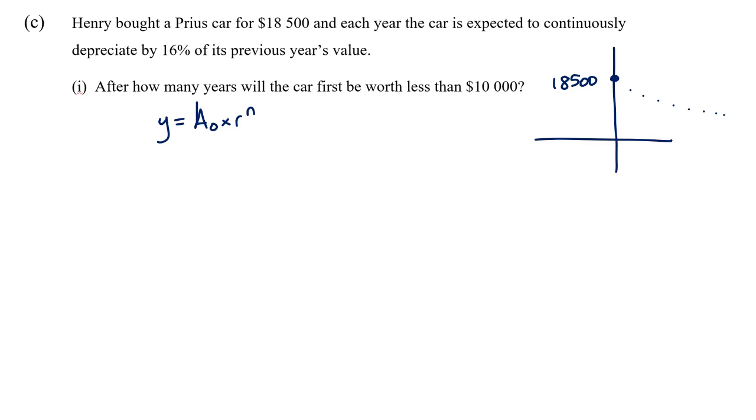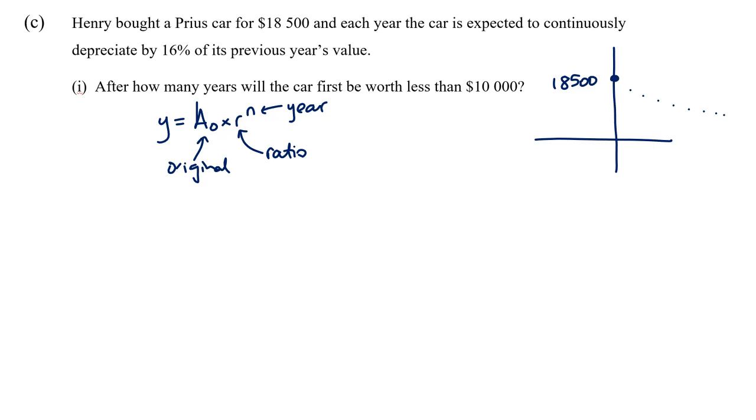Happy with that? What does the r represent? That there's the ratio at which it is going down. What does n represent? The years. What does the a0 represent? Yeah, the original cost. That's the original cost.